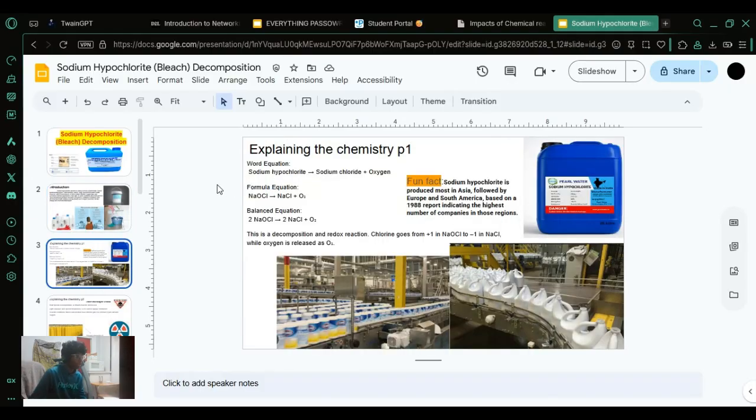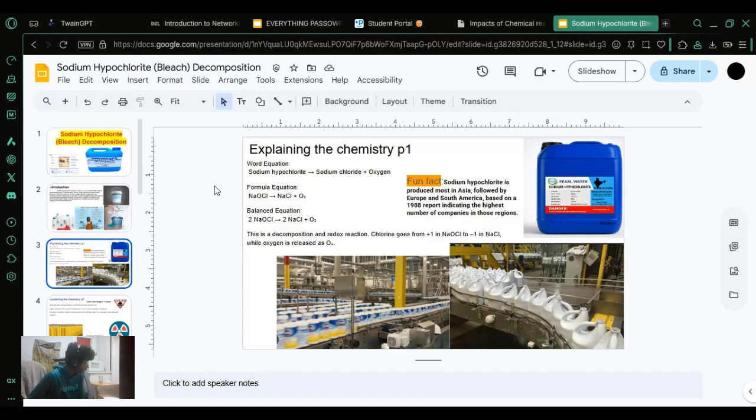Explain the chemistry, part 1. Word equation: sodium hypochlorite equals sodium chloride plus oxygen. The formula equation: NaOCl equals NaCl plus O2. The balanced equation: 2 NaOCl equals 2 NaCl plus O2. Reaction classification: decomposition. One compound breaks into simpler products, and it is a redox reaction.